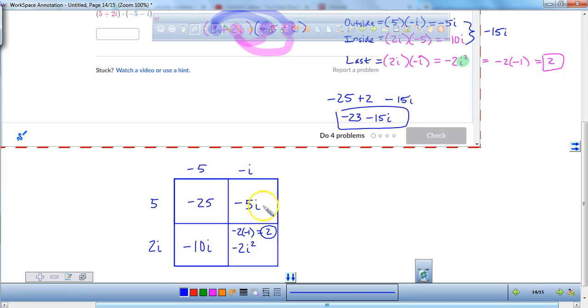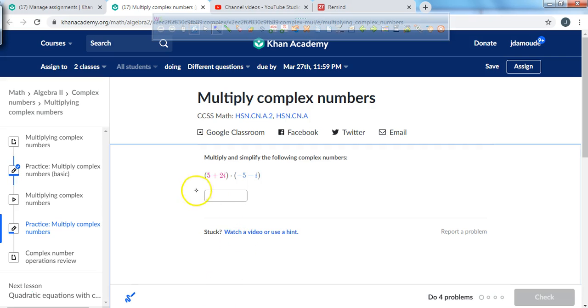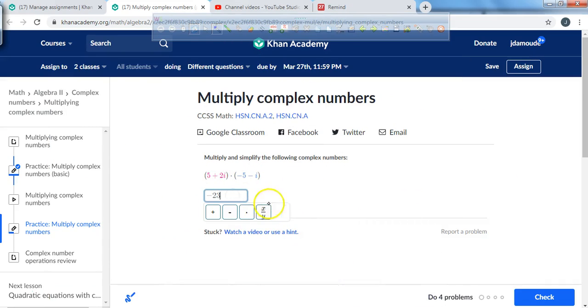When we add our like terms together, we get negative 23. And when we add these like terms together, we get negative 15i. And you can clearly see we get the same answer. So now I'm going to go ahead and type that in. Negative 23. Got to put the real numbers up front. All right, and minus 15i. Real numbers up front, imaginary numbers in the back.